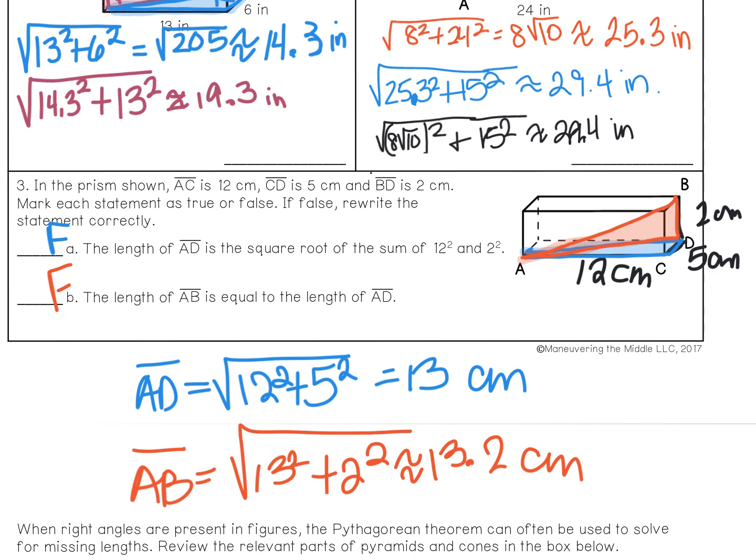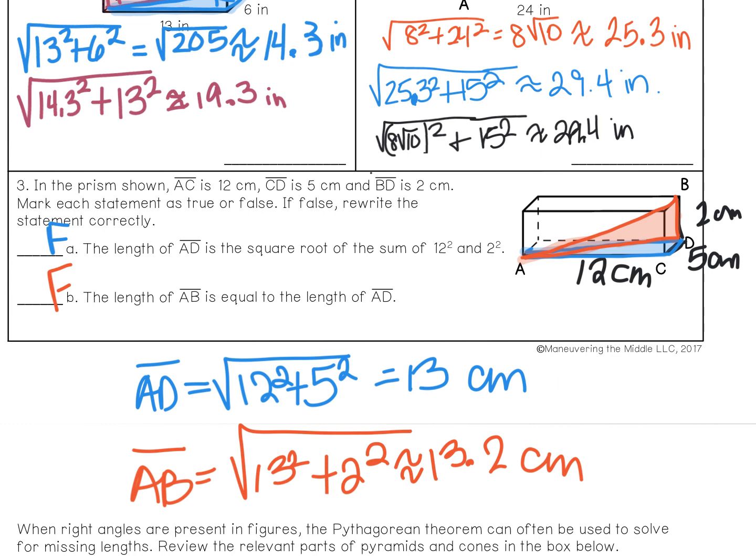So AD, let me get my arrow here. AD is that hypotenuse across the bottom, the base rectangle. And its dimensions are 12 by 5, not 12 by 2. So I rewrote that the line AD is equal to the square root of 12 squared plus 5 squared. And then I went ahead and finished it out, which I didn't need to do, but we're going to talk about that in a minute.